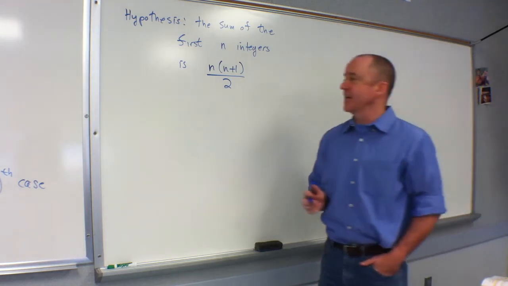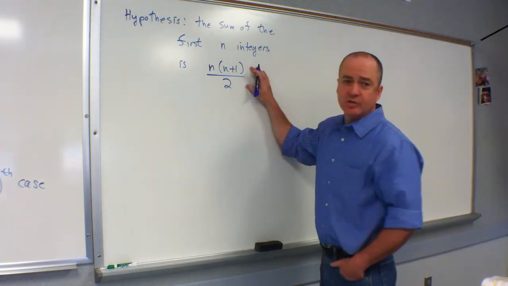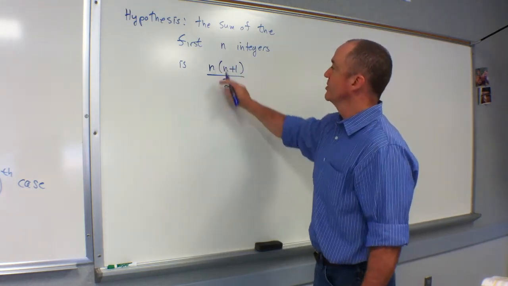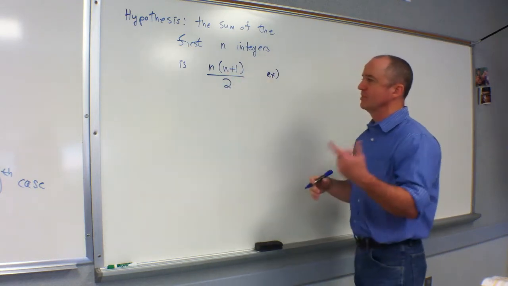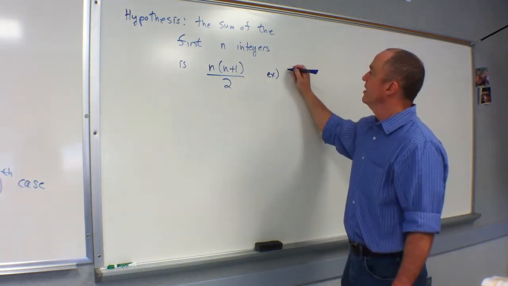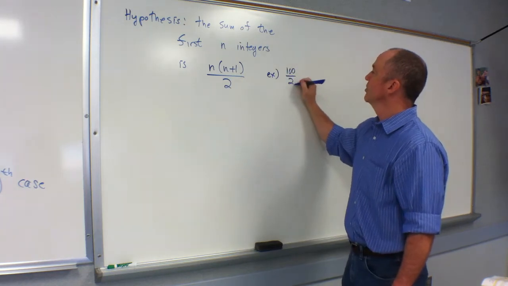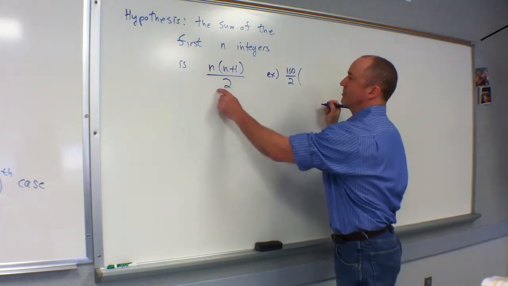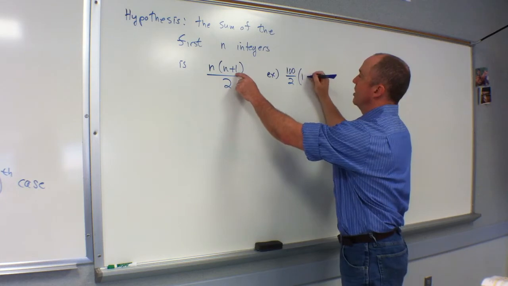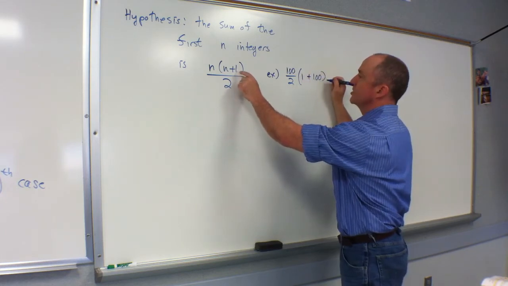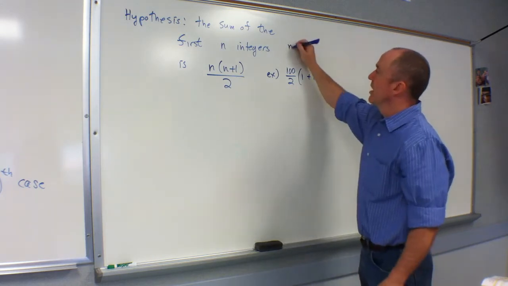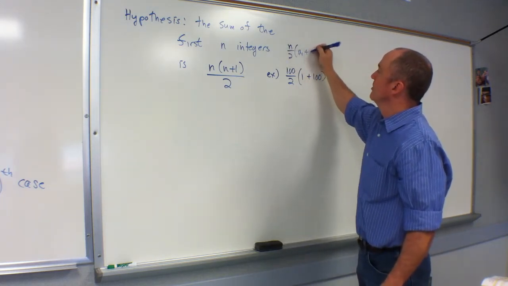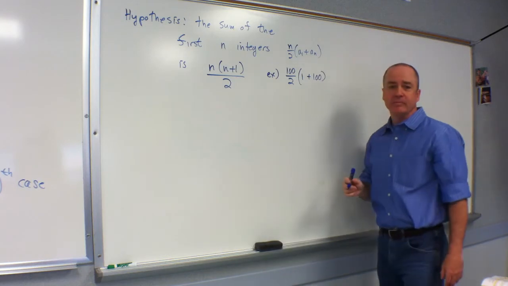So in little Carl's case, he was adding up 1 to 100, right? If I rearrange this a little bit, for example, if you're adding 1 to the sum of the first 100 integers, 1 plus 2 plus 3 plus 4 up to 100, 100 over 2, and then I could write this as 1 plus 100. This is my 1 plus n. This is our n over 2 times a sub 1 plus a sub n rule, right?